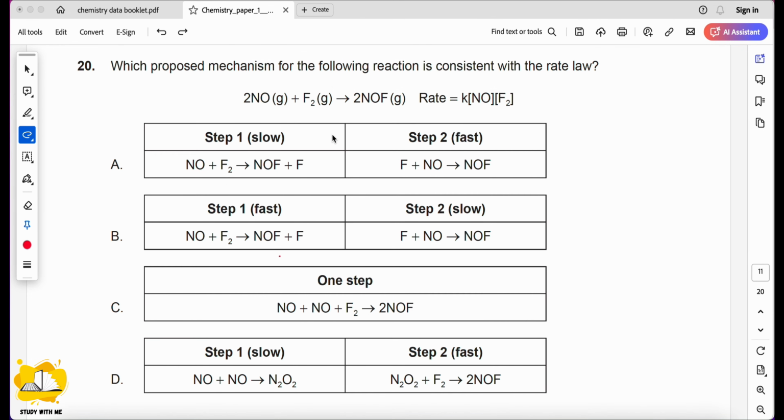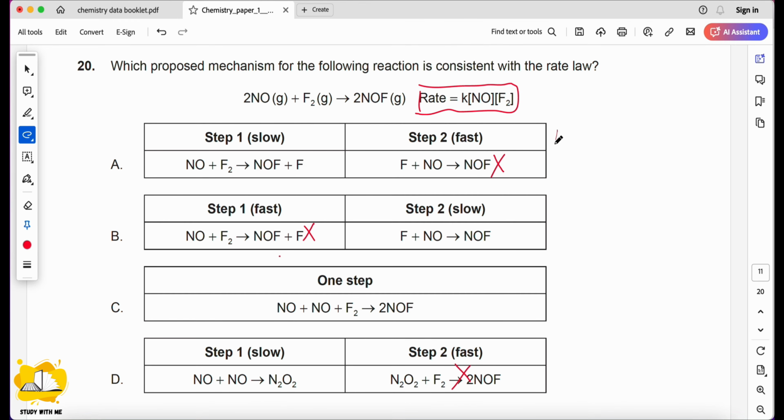Okay, which proposed mechanism for the following reaction is consistent with the rate law? We've got 4 options, so the fast step will not be included because it's not the rate determining step. So we need to get this rate, which one is suitable based on these 4 options.